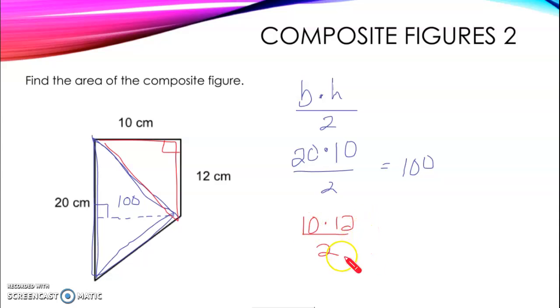10 times 12 is 120, divided by 2 is 60. And so adding those two together, 100 plus 60 is going to give me 160 for the total area.